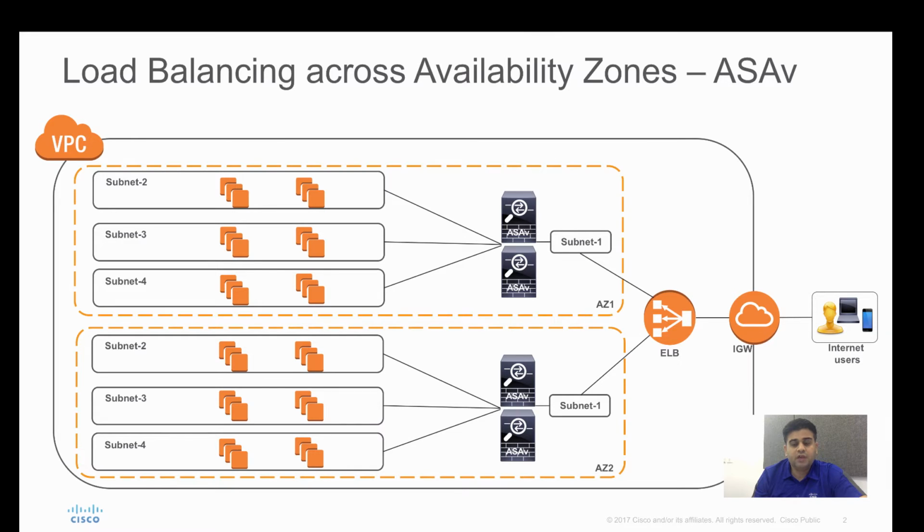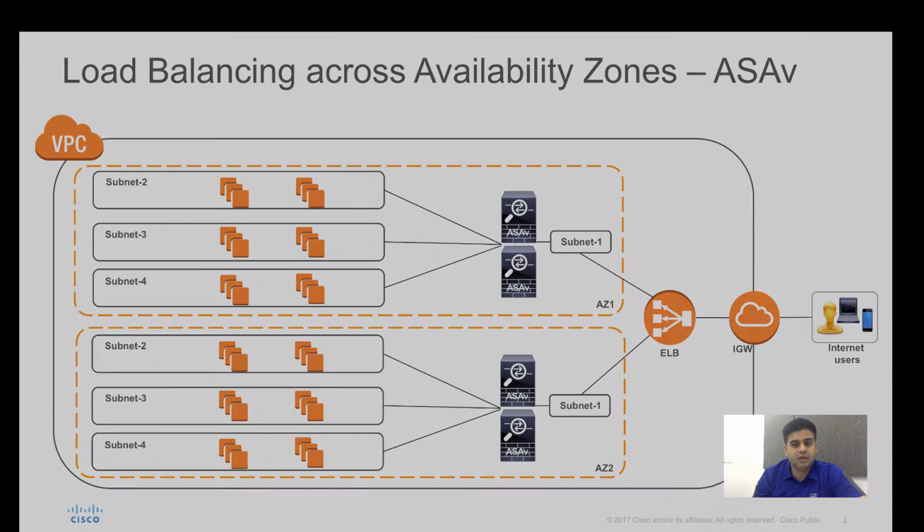So whenever any traffic is received on ELB, ELB will forward it to one of the ASAs available in the backend pool, and then that ASA will forward it to the destination application. So this is how we can scale out our design. We can add multiple ASAs within a single availability zone, or we can extend the design to multiple availability zones as well. So I'll just go ahead and pause this video and log into the AWS console, and I will show you how I have deployed this design.